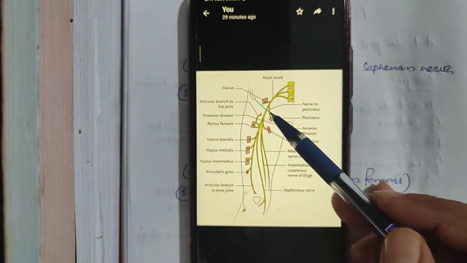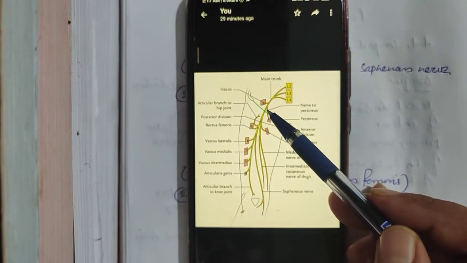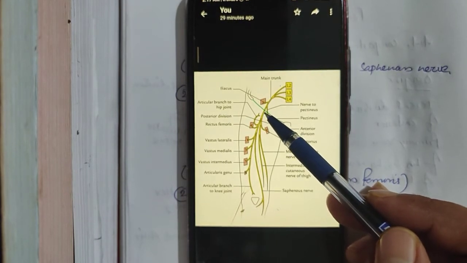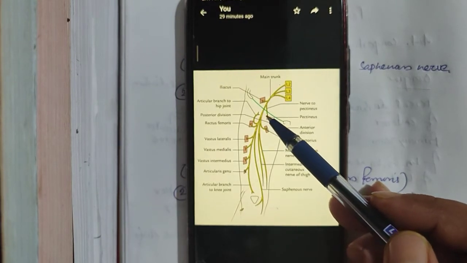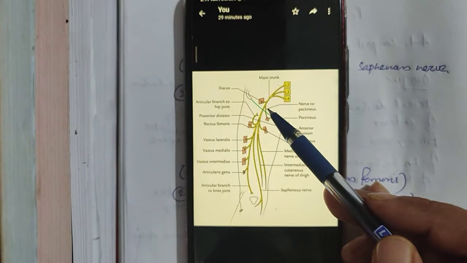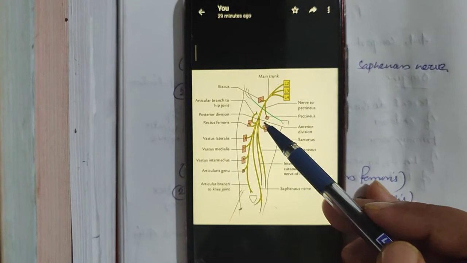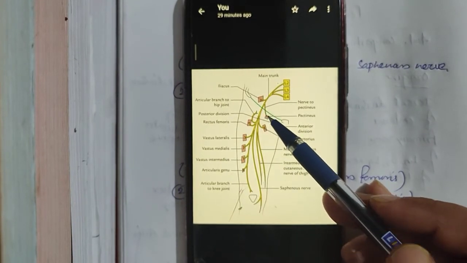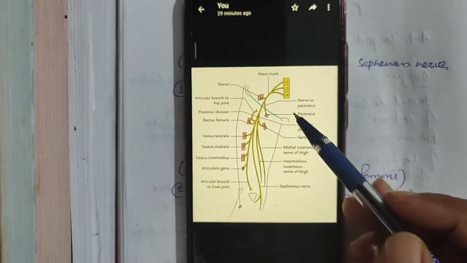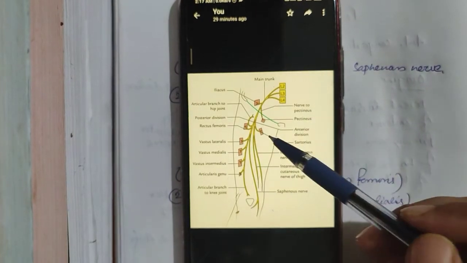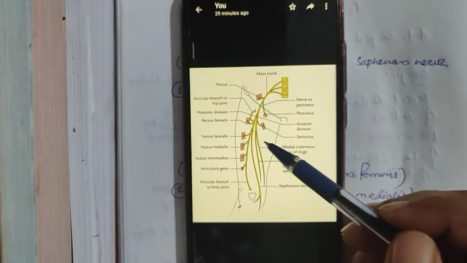And here, this is the inguinal ligament. Below the inguinal ligament, it runs downwards, and here it is separated from the femoral sheath. The femoral artery is situated on the medial side of the femoral nerve. That means the femoral nerve is situated lateral to the femoral artery, and 2 centimeters below, it is divided into two divisions.